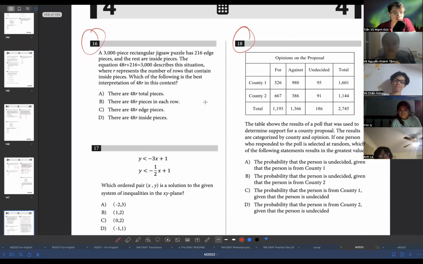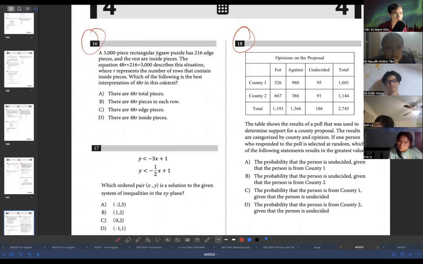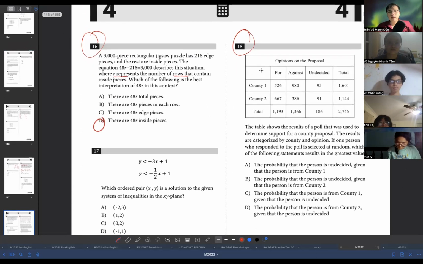You do 16 also, then. D. There are 48 inside pieces. Which of the number of rows? All right, very good. D. Okay, 18. Hung, can you do it? A. 18 is A. Let's see.